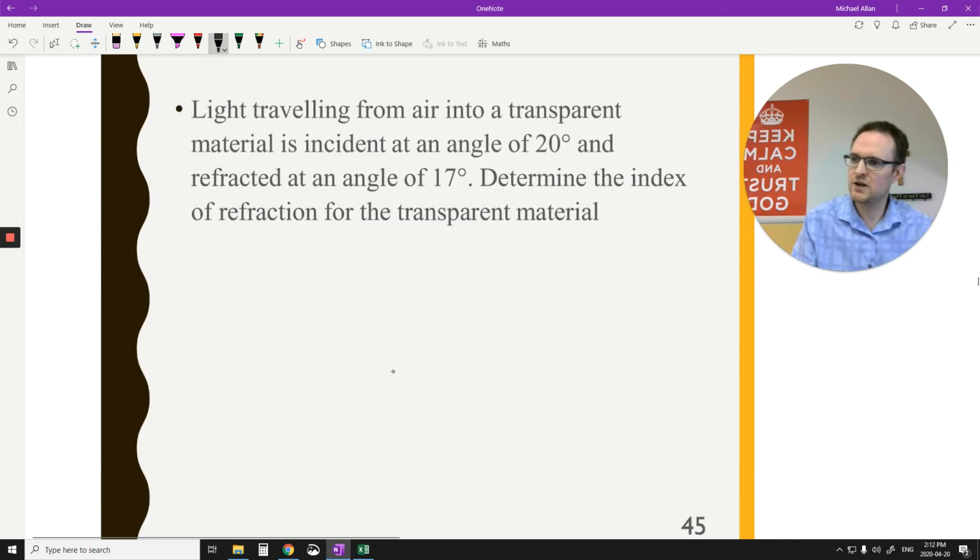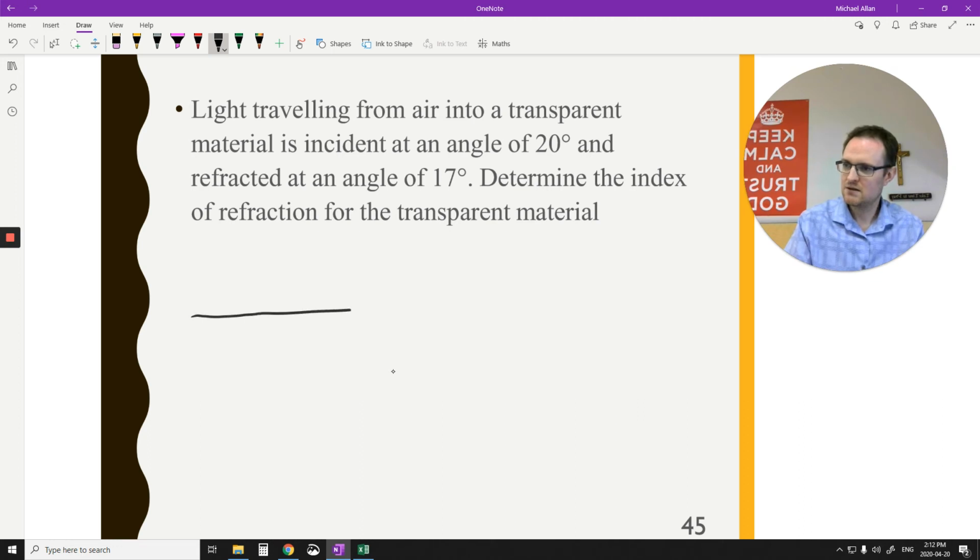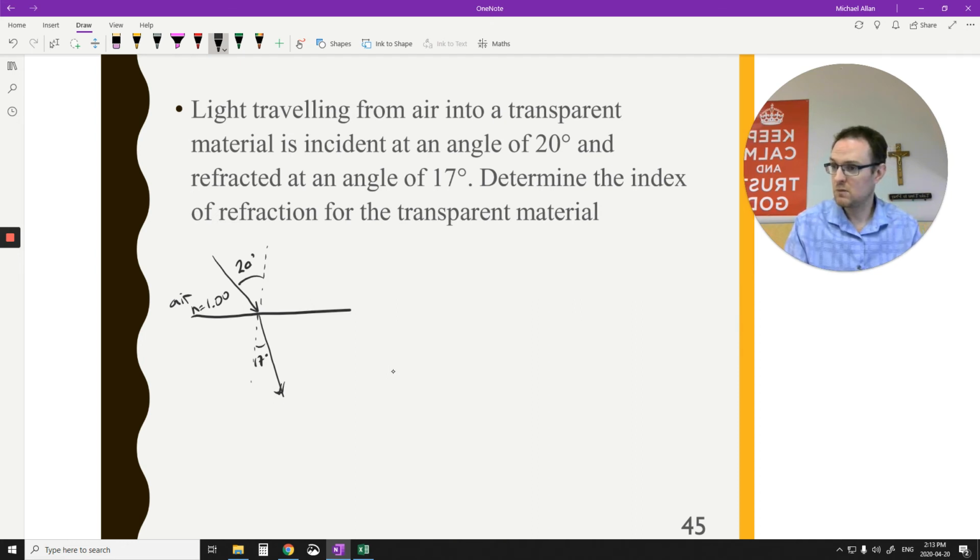Light's traveling from air into a transparent material. What's the index of refraction of this material? Okay, so we're looking for one of the n's, so we have to decide which one we want to do. It has an incident angle traveling from air, so this is air up here. Now air is 1.00. The incident angle is 20 degrees. Its refracted angle is 17 degrees. So I'm going to assume now, because it's refracted towards the normal, that this n value is going to be bigger than 1. Don't know what it is, though. I'm going to put a little question mark here. That's what I'm trying to find.